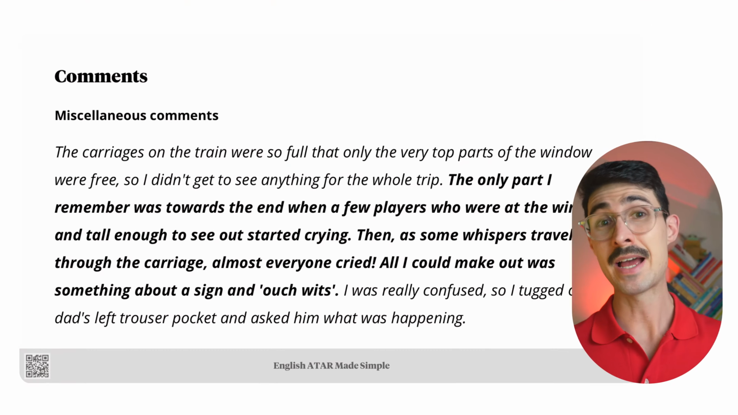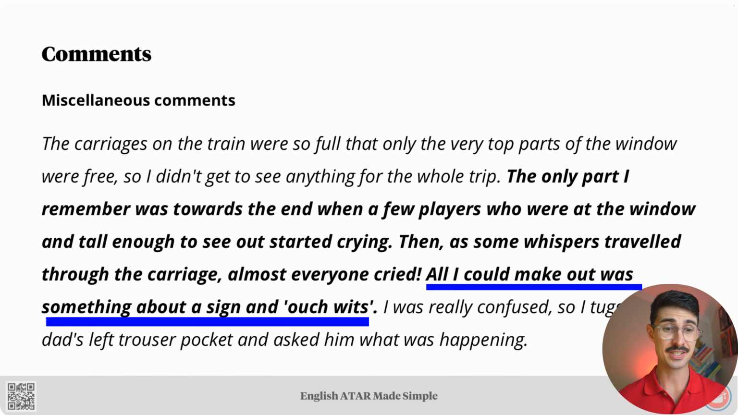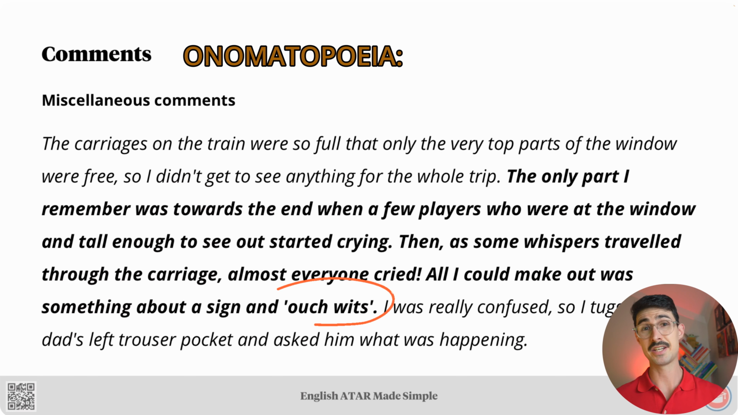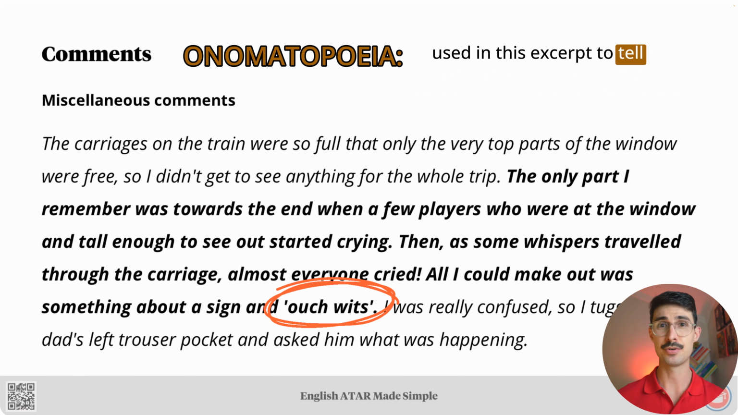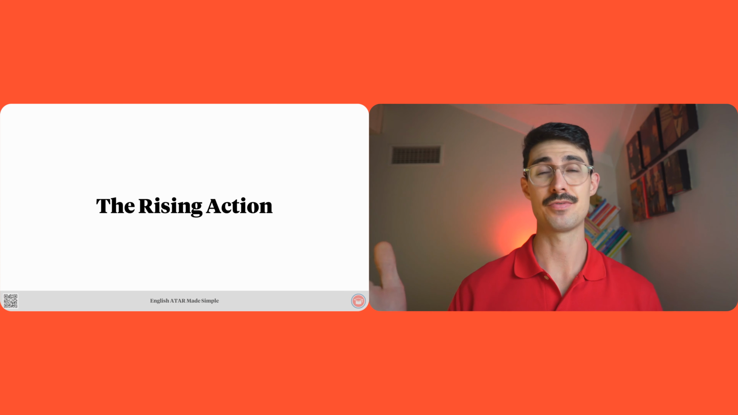The background section also uses some auditory imagery. "All I could make out was something about a sign and Auschwitz." The relevant device being used here is onomatopoeia. Don't ask me how to spell that word. And it's being used in this excerpt to tell the reader that Charlie's being sent to Auschwitz concentration camp. That's the background section. Here is the rising action section.